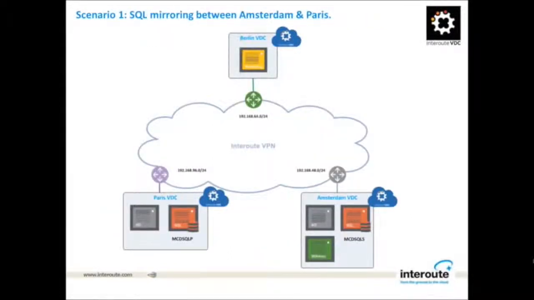Let me show you the actual environment. So here we are, we have the Paris zone at the bottom left with the MCD SQLP primary server and an Active Directory server. You can see that all zones are interconnected over our own VPN network, MPLS network, over our own fibers. So you have a very low latency direct link between all virtual data center zones. In Paris the primary, in Amsterdam we have the secondary, an Active Directory server and a witness server checking the databases, and in Berlin we do the reporting.